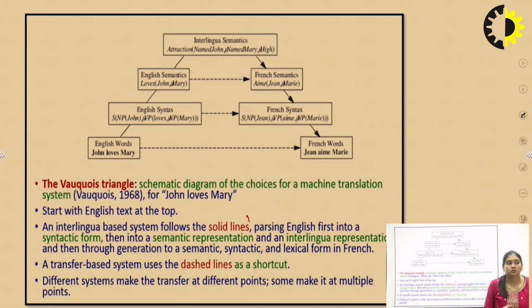Okay. So the transfer-based system uses the dashed line as a shortcut. Instead of using these solid lines, the transfer system uses these dashed lines as a shortcut, meaning that these are the words in French for these words in English. Okay, so the different systems make the transfer at different points, and some make it at multiple points. So this is the basic semantic diagram.